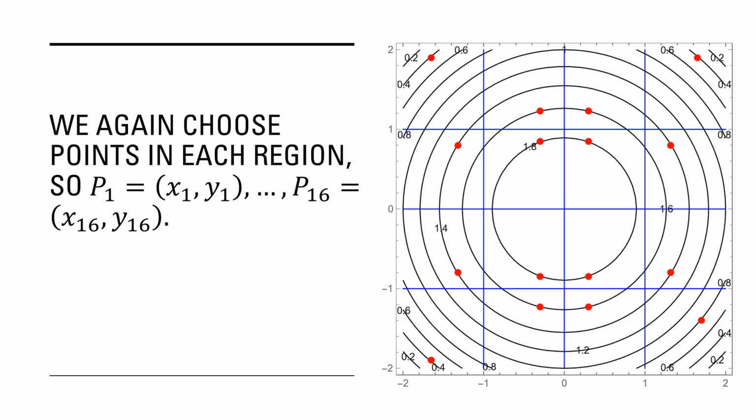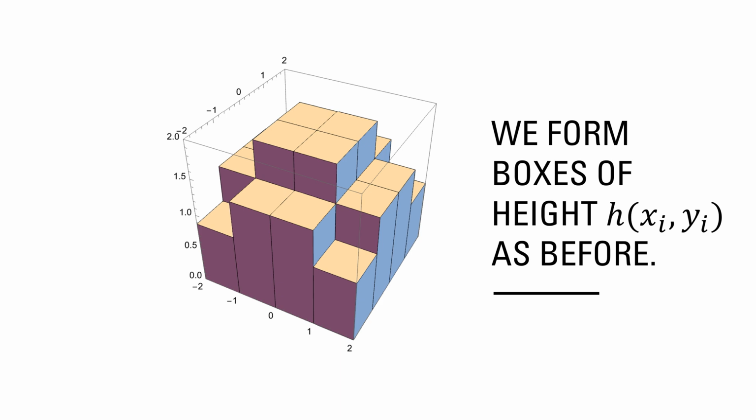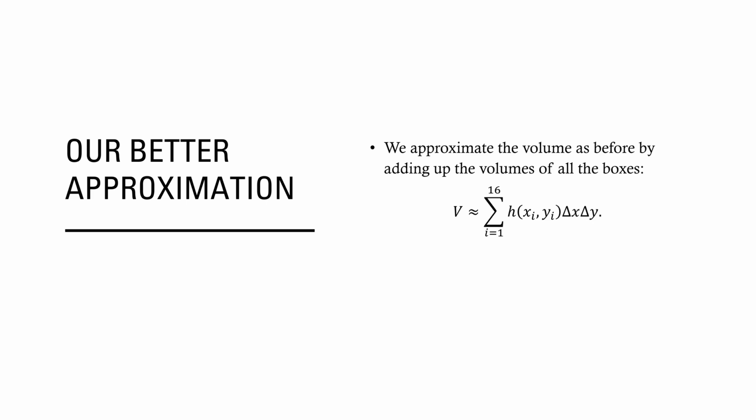And again, we just pick a point in each region. So notice each of the subsquares here has a single red dot in it, and those are our sample points. And then we just form boxes of those heights just like before. So here instead of 4 boxes, we have 16 boxes to approximate our volume with. And so now we sum 16 boxes with these 16 different heights, and our delta x, delta y has gotten smaller because we divided it further, so those are 1.